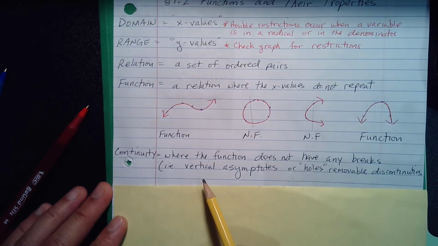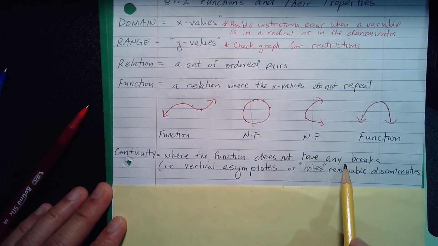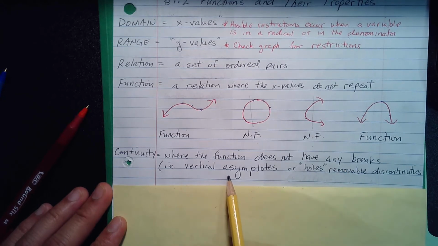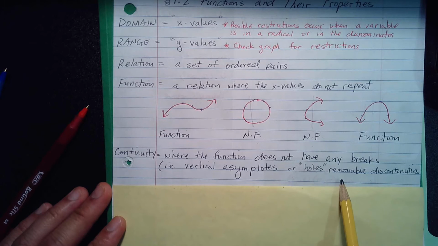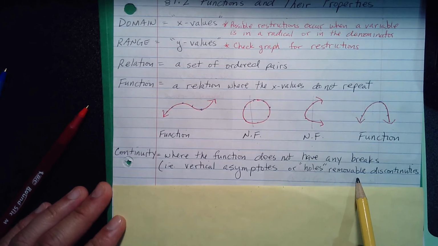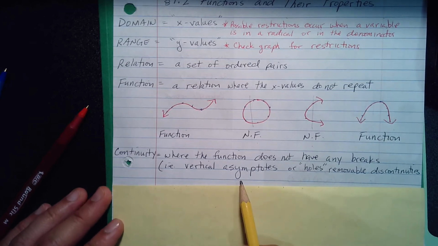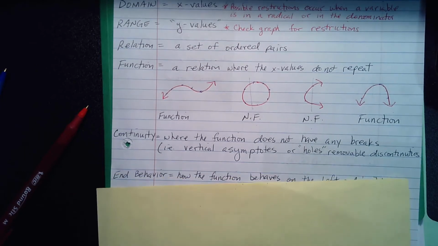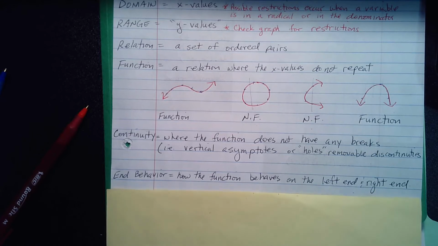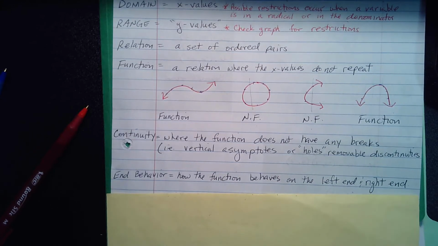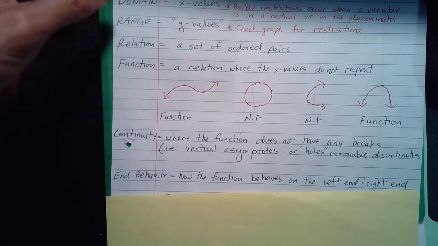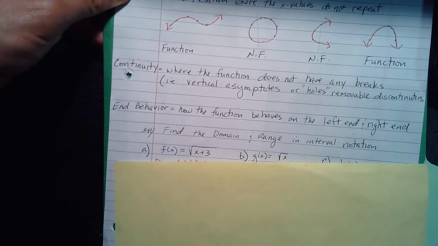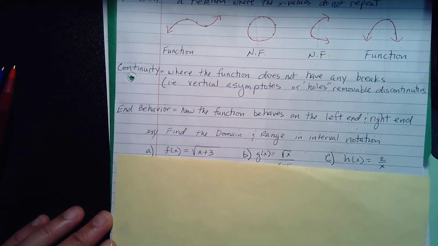Continuity is where the function does not have any breaks, i.e. any vertical asymptotes or holes, which are also called removable discontinuities. And we'll go more into depth with this in section 1.4. And end behavior, how the function behaves on the left end and right end. Again, we'll go more into depth in section 1.4. So example 1.